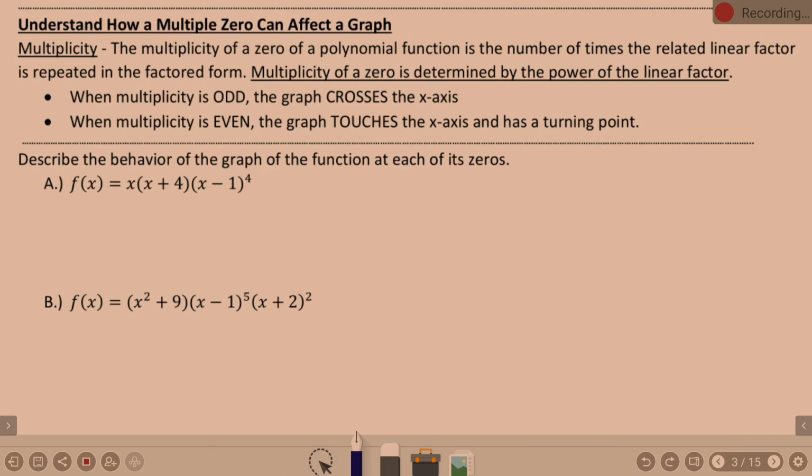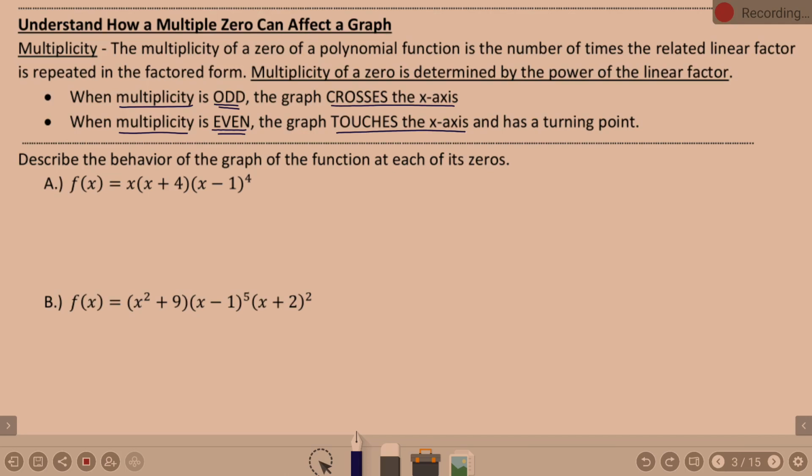And then what we're going to be looking at is when the power of that factor, or the multiplicity, is odd, the graph is still going to cross the x-axis, just like what we're used to when we talk about a zero, how the graph just crosses through that value. However, the other option we're going to consider is when the multiplicity is even. So when you have a power on a factor and it's even, instead of crossing through the x-axis, our graph is simply going to touch the x-axis. So basically it touches the x-axis and then turns and goes away from it. It never actually crosses through it.